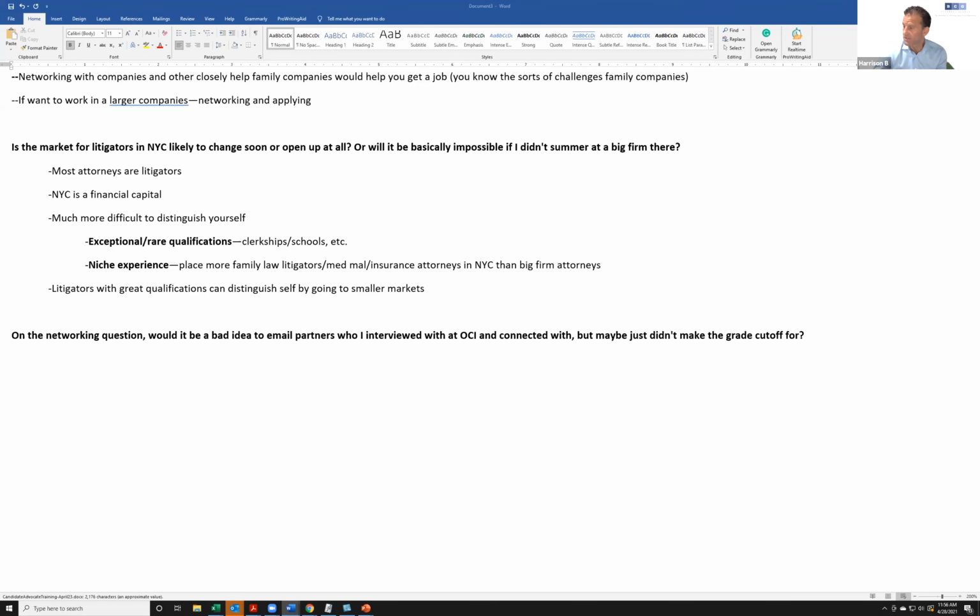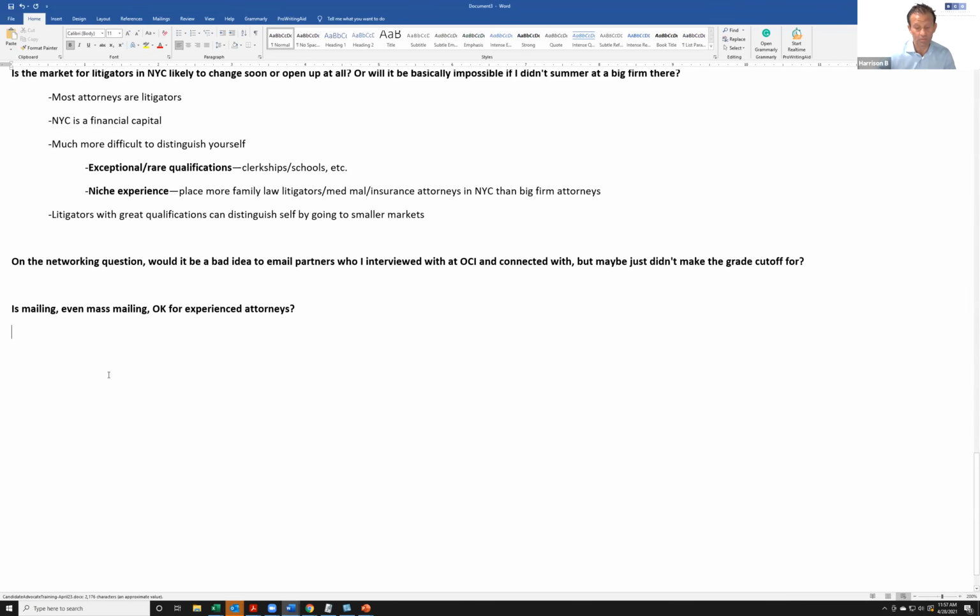Is mailing or even mass mailing okay for experienced attorneys? Yeah, mass mailing is great for experienced attorneys. It works. I don't know how many times to say this. I don't mean that in a negative way, but I've been telling attorneys for 20 plus years to mass email because it works, and it works wonders. It's something that most attorneys don't do. They're afraid to do it. Especially with letters, and especially direct letters to partners inside of firms, it works great. And if you do enough of it, you will get a job doing that.